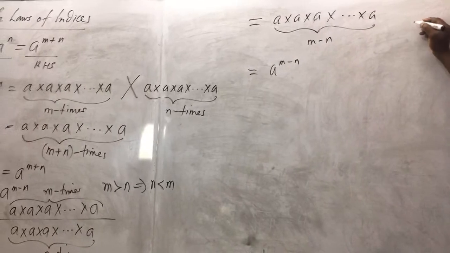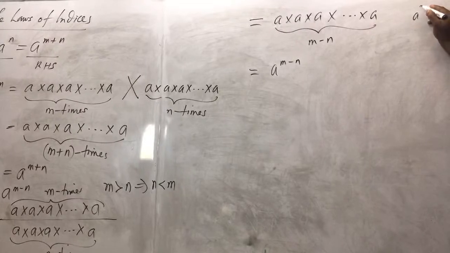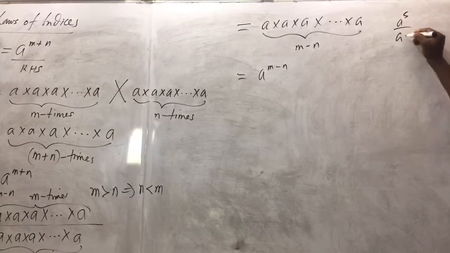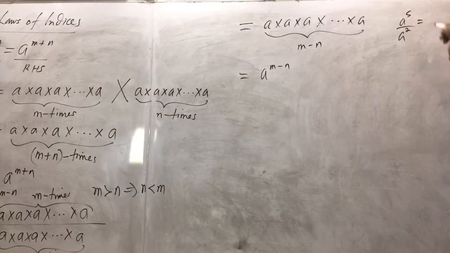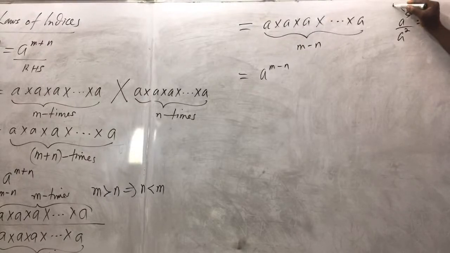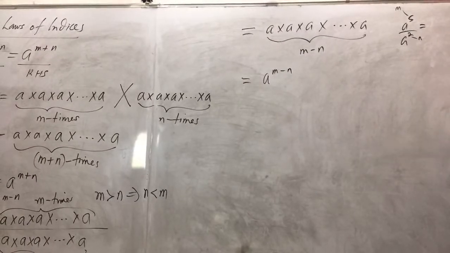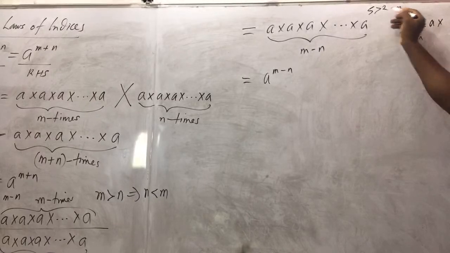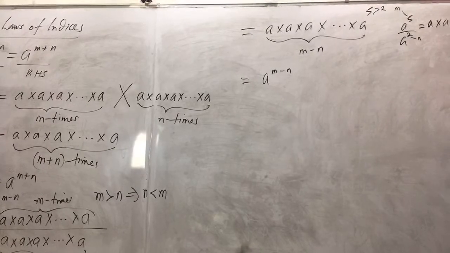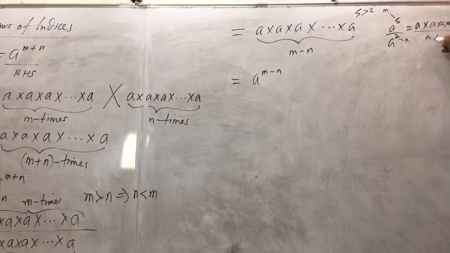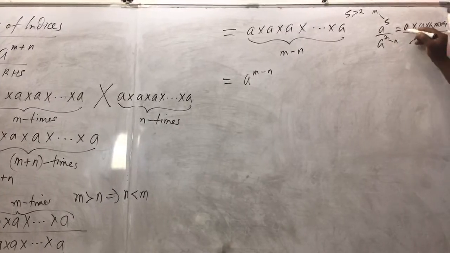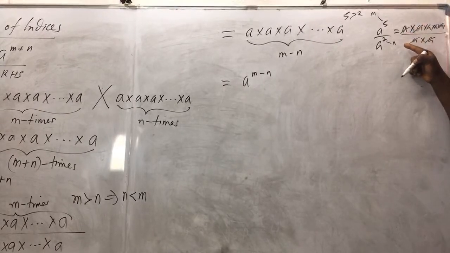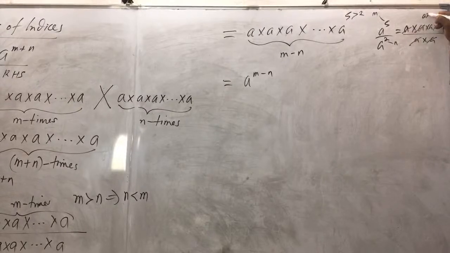Let me give you an example of this. This is what I mean. So let's assume that you have a raised to the power 5 divided by a raised to the power 2. So in this case, your m is 5 and your n is 2. Notice that provided 5, your m, is greater than 2, your n, then a times a times a times a times a, 5 a's above, will be cancelled out completely by 2 a's below. And if 2 a's below cancel out 2 corresponding a's above, you will be left with 3 a's above.